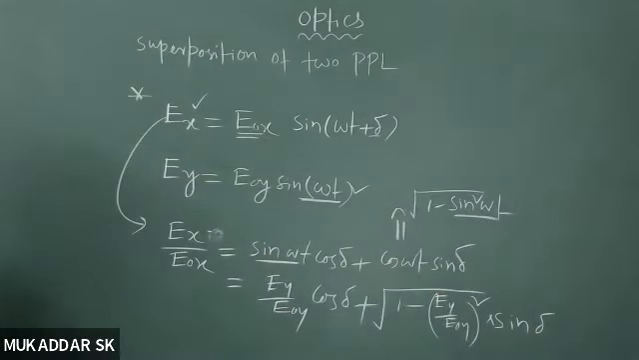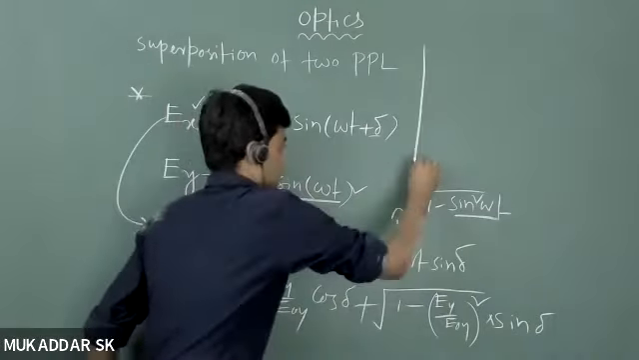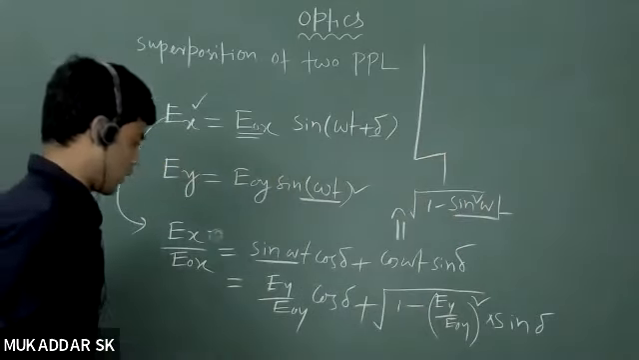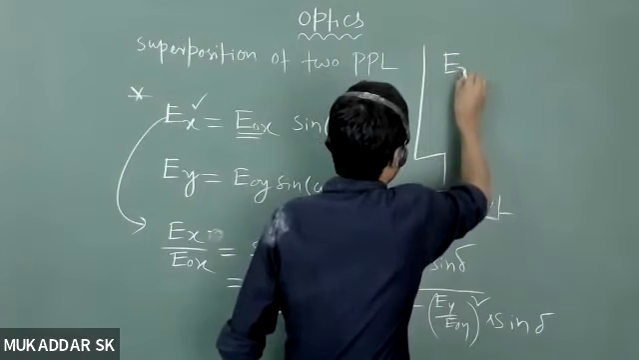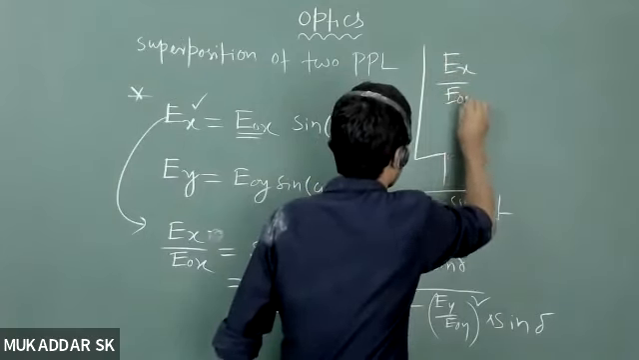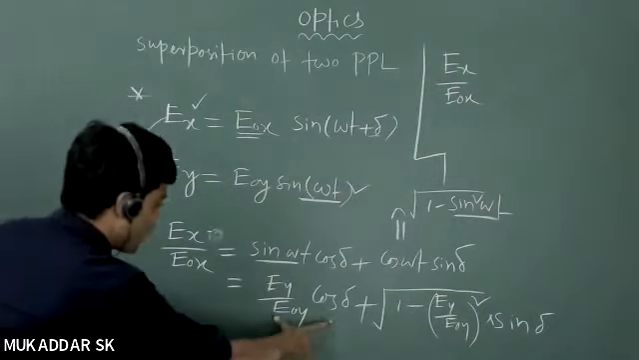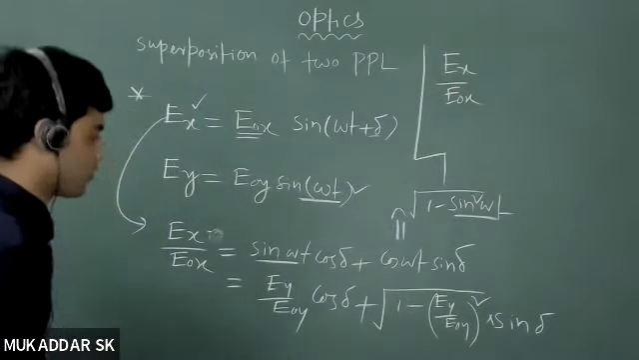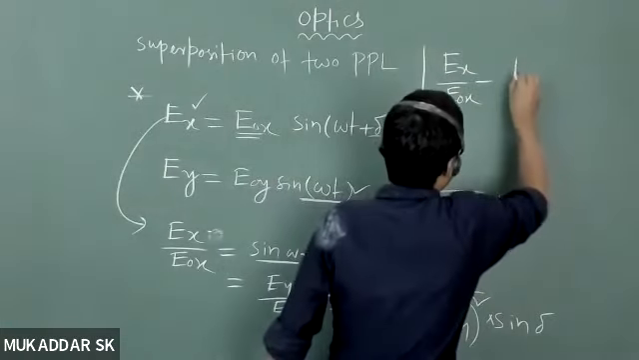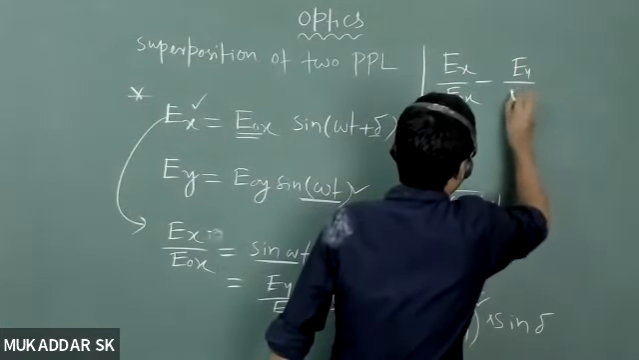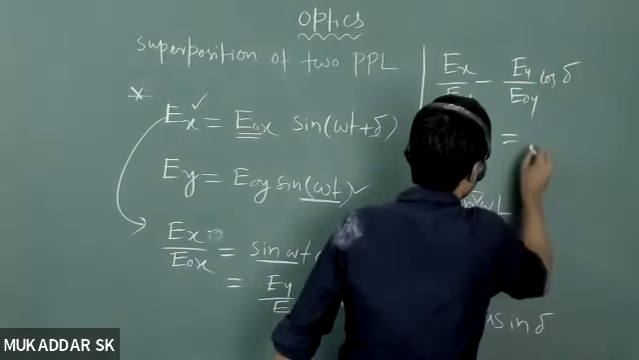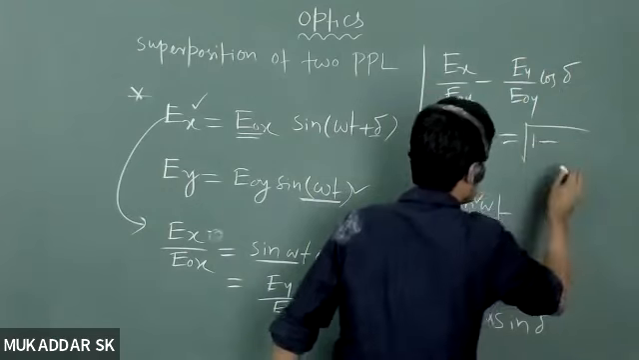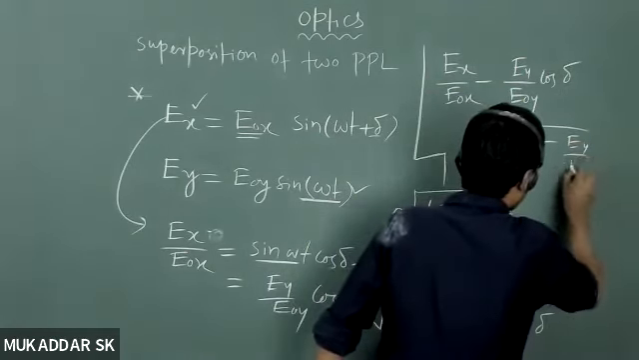Is this part clear to all? Yes, sir. Okay. Now this equation I can rearrange. I can rearrange like Ex by E naught x, and this term I'll bring on the left hand side. So it will be like Ey by E naught y into cosine of delta. That should be equal to how much? That should be equal to 1 minus (Ey by E naught y) squared.